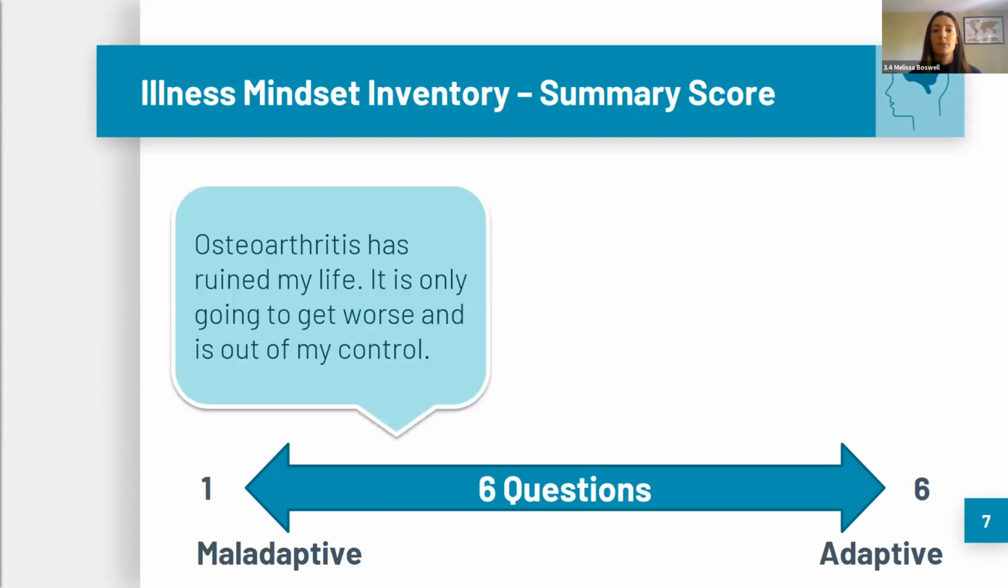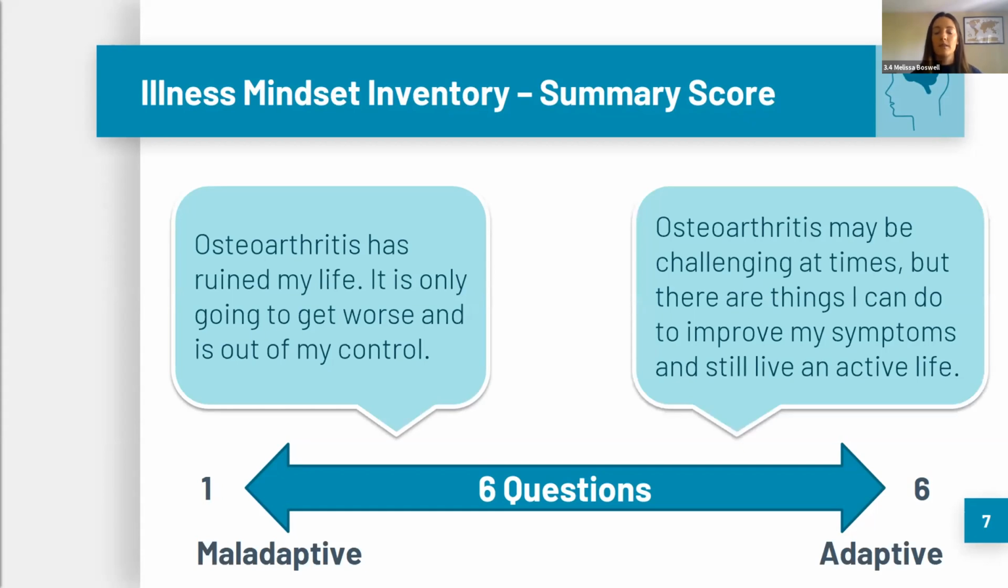In the case of a less adaptive mindset, someone might be thinking, osteoarthritis has ruined my life, it is only going to get worse and it's out of my control. On the other hand, a more adaptive mindset might be associated with thoughts like, osteoarthritis may be challenging at times, but there are things that I can do to improve my symptoms and still live an active and fulfilling life. While these are not direct quotes, they do summarize the words and language that individuals with osteoarthritis use when I ask them how osteoarthritis has influenced their lives.